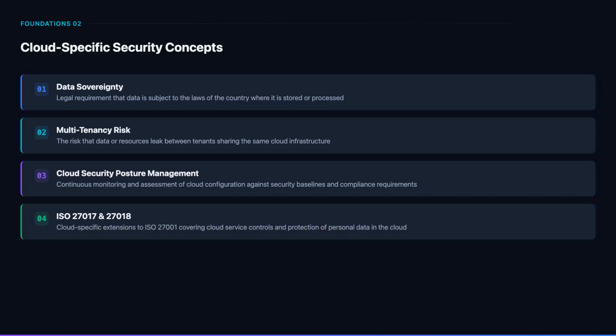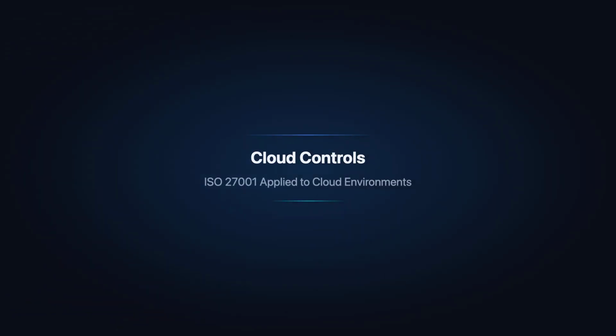ISO 27017 provides additional cloud-specific security controls for both cloud providers and customers. ISO 27018 adds controls for protecting personal data in the cloud. Together with ISO 27001, these three standards form a comprehensive cloud security framework that demonstrates robust cloud governance to customers and regulators. Now let's examine the specific ISO 27001 controls that require special attention in cloud environments.